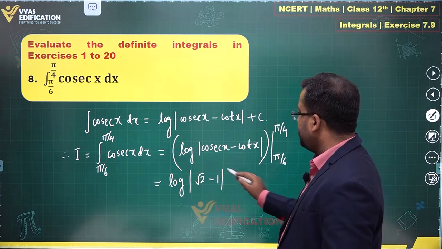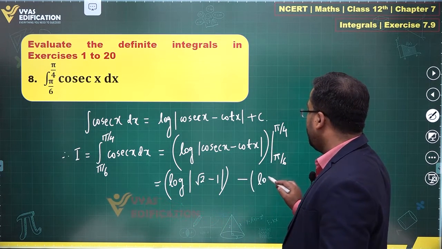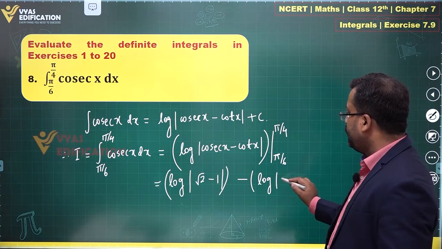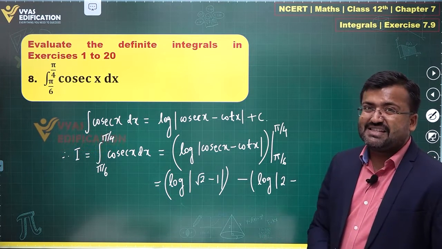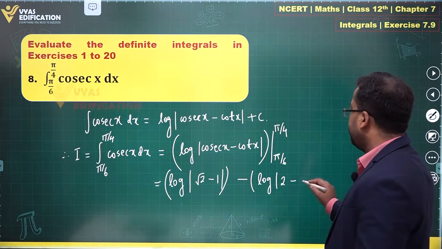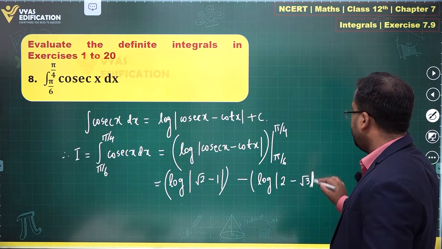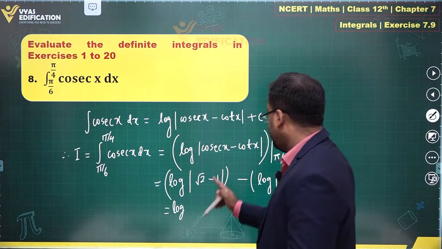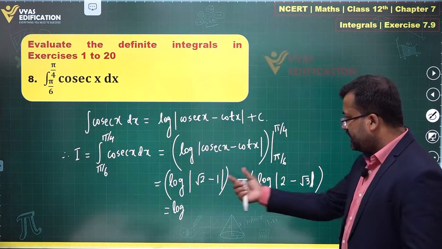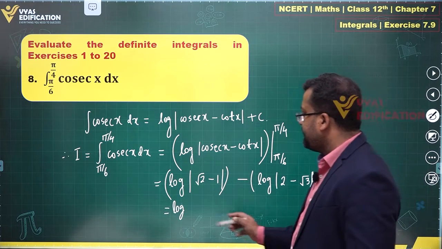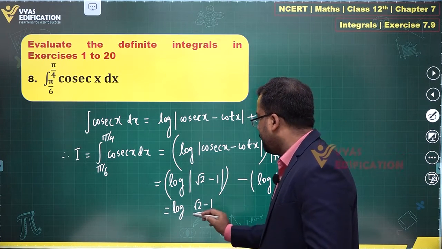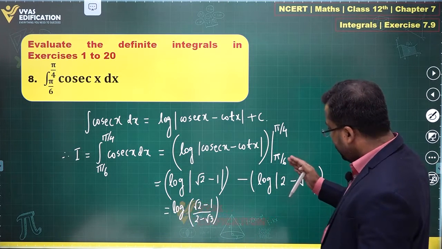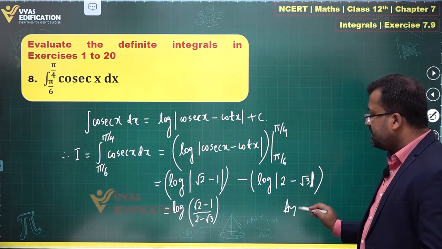This is what you have. This is the first term minus the second term, log of modulus. Cosec pi by 6 is important. Cosec pi by 6 will be 2, minus cot pi by 6. Cot pi by 6 will be root 3. This is what you get, modulus, and there's a bracket, right? So log this minus log this will be log this upon this: root 2 minus 1 upon 2 minus root 3. Either this or this is your final answer for this question, right?